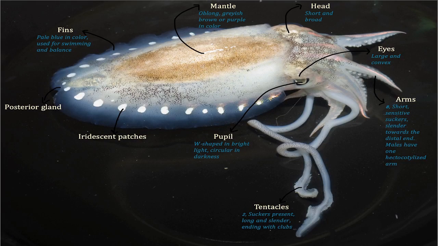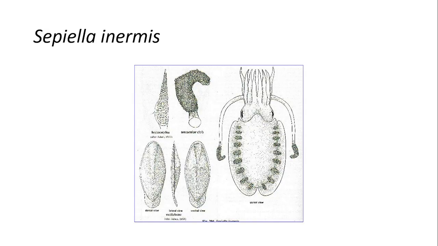And next we move to the diagrammatic and the photographic images which are collected. This is the Sepiella inermis. We can see the eye portion very large and convex. The 8 arms have very sensitive suckers and are slanted toward the distal, and the males have one hectocotylized arm. The tentacles have 2 suckers present and are long, slender, ending with clubs. The pupil is W-shaped, bright and light color darkness. The iridescent patches are present around the mantle cavity. Fin pale blue in color, used for swimming and balance. This is the photographic images of Sepiella inermis. We can see the different patches around the mantle cavity.